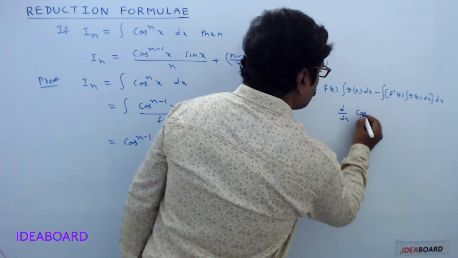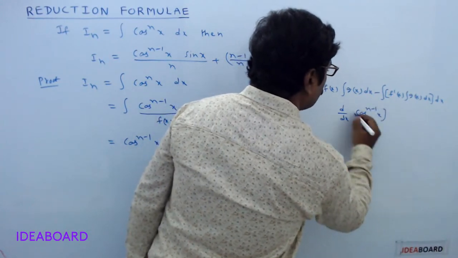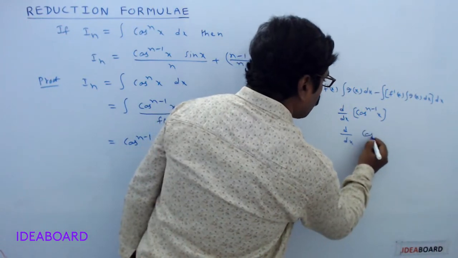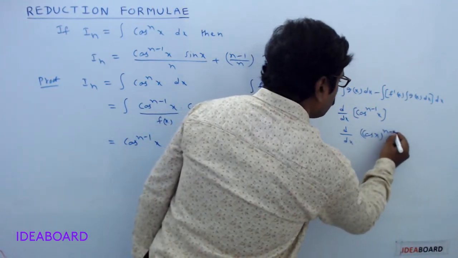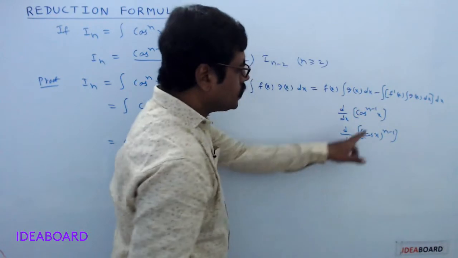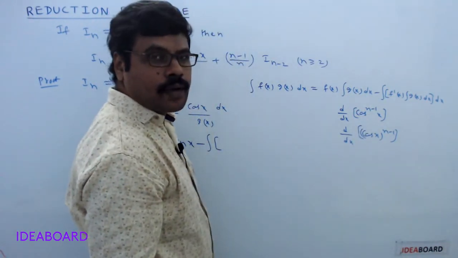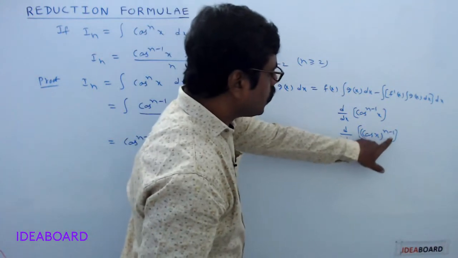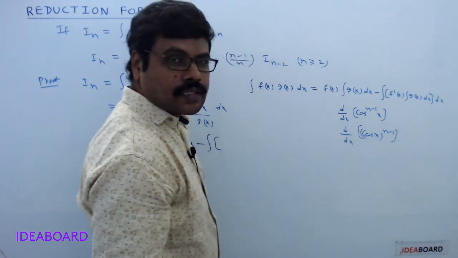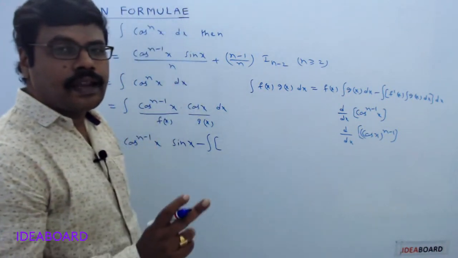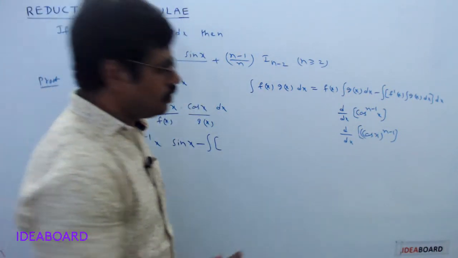Derivative of cos power n minus 1 x. Now it is the derivative of (cos x) whole power n minus 1. This function can also be written as (cos x) whole power n minus 1. Here the power is the constant, and the base is a function of x. So you can use the result of the derivative of x to the power n.